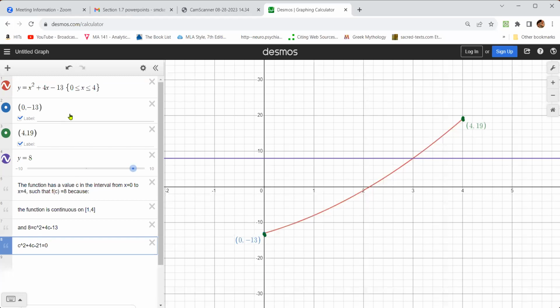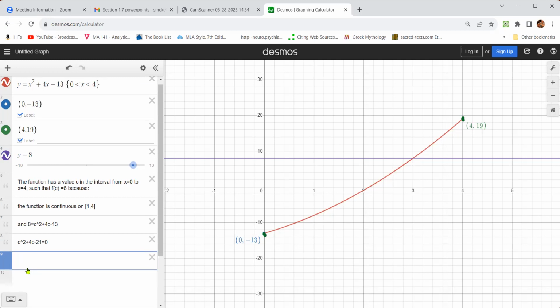I always tell you, pay attention to the question they ask you. What interval are you in? 0 to 4. Look at the answers that you got. What are the answers? C equals -7, and C equals 3. Now I'm supposed to be where? In between 0 and 4. Is there something that doesn't fit with what you're trying?